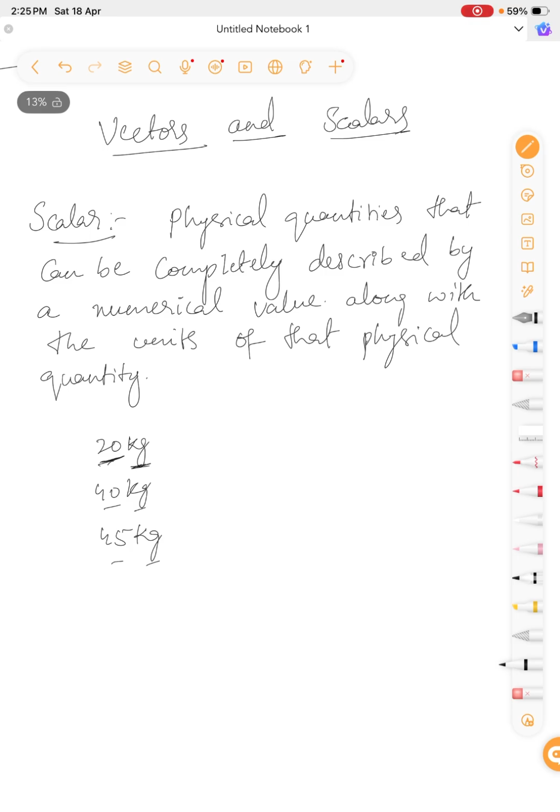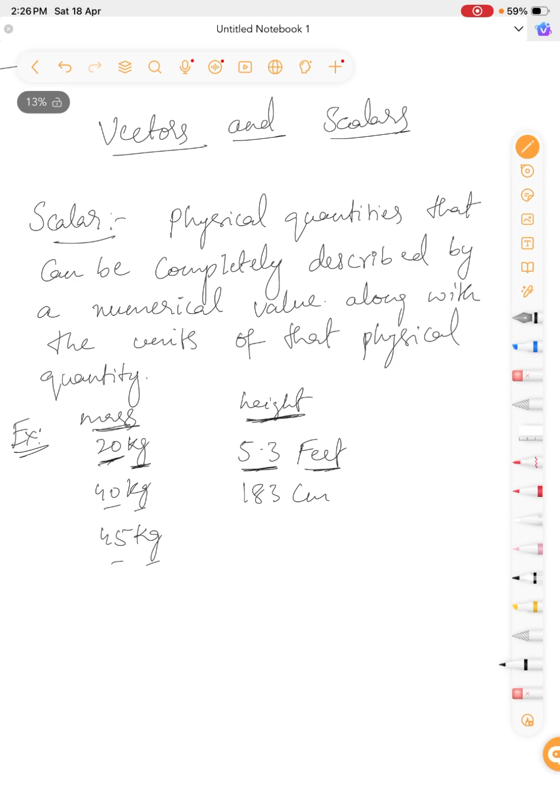Or I am asking you to tell me your height. You will say like 5.3 feet or 183 centimeters. So here it is a number and this is a unit. So these are called scalars. Here the height is a scalar. Height is a physical quantity which is scalar, and mass is a scalar. Examples.